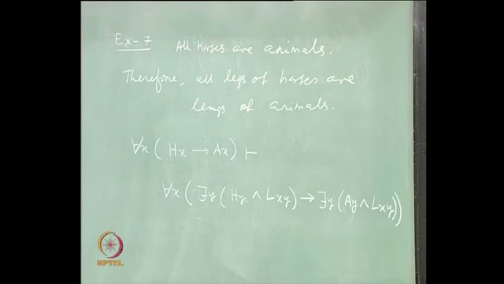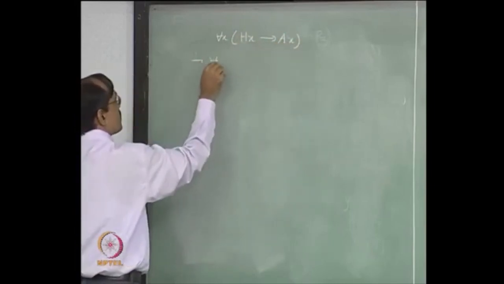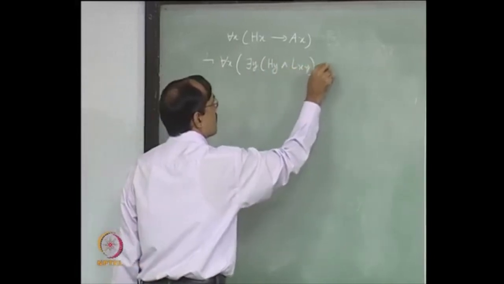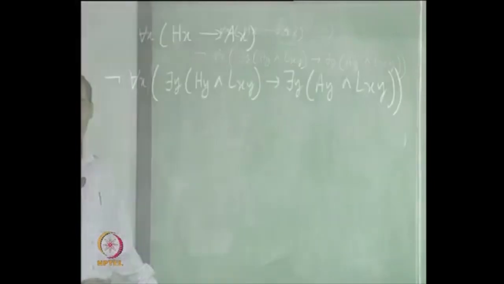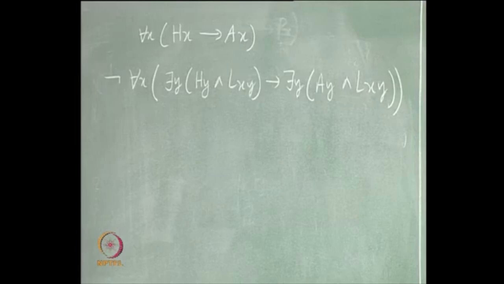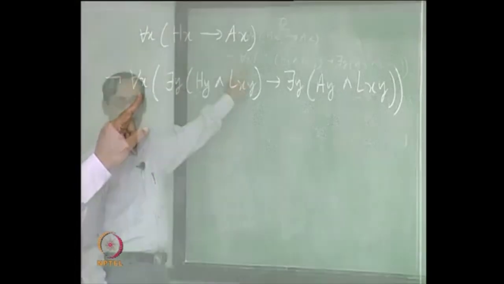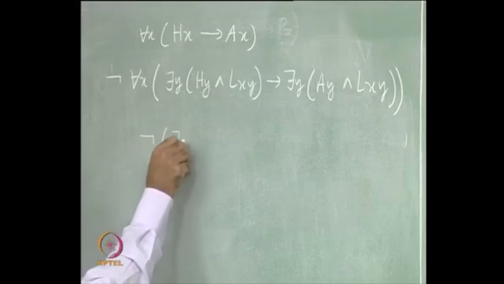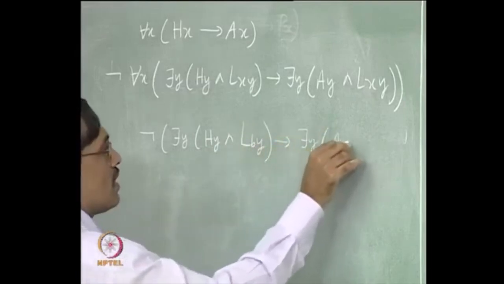So, in the tabula proof, we start with the premise and the negation of the conclusion. Okay. Then which one should you use first? This one, this is the existential rule, not for all. So, x will be instantiated, a particular instance, so that this can never be used again. Okay. So, that gives not there is y, H y and say L b y implies there is y, A y and L b y.